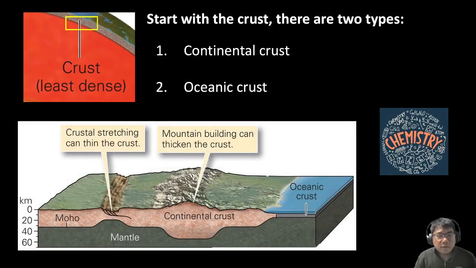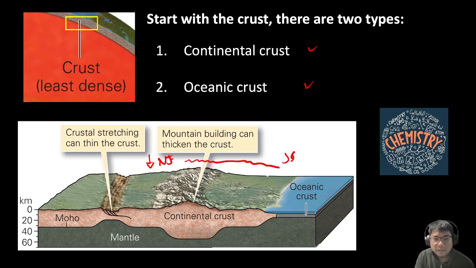If we start with the crust, there are two main types of crust. The first one is called the continental crust, and the other one is the oceanic crust. Okay, if you imagine the cross section from New Jersey, for example, if this is New Jersey right there, and then if you travel to the east, then you will eventually end up in Jersey Shore. And then the rest of this area right here would be the Atlantic Ocean, right?